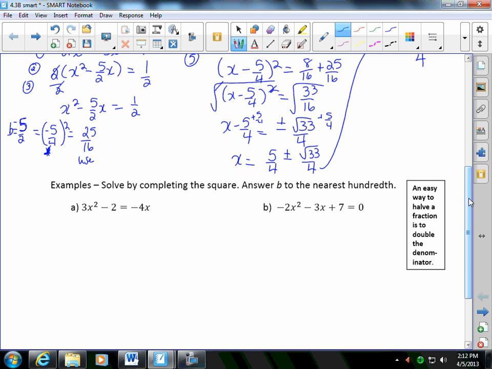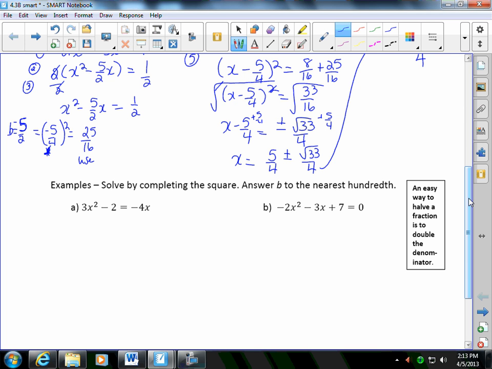Okay, in the next example, we're going to do the same thing, complete the square. This one says answer b to the nearest hundredth. So that means we're going to look at actually finding the answer, not an exact value, but a rounded value to the nearest hundredth.